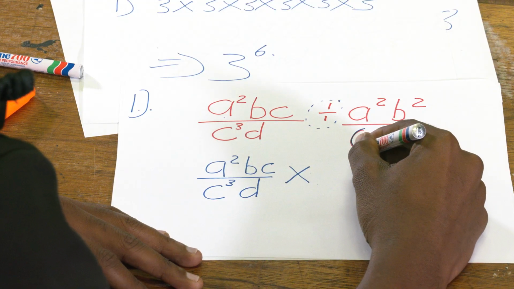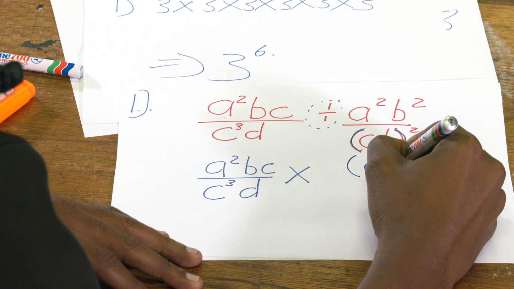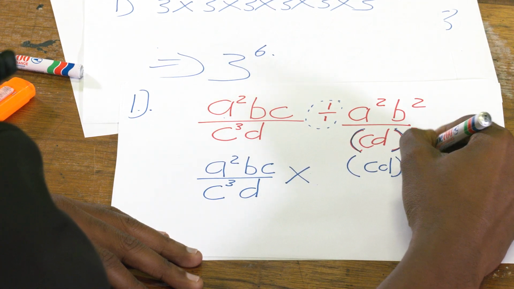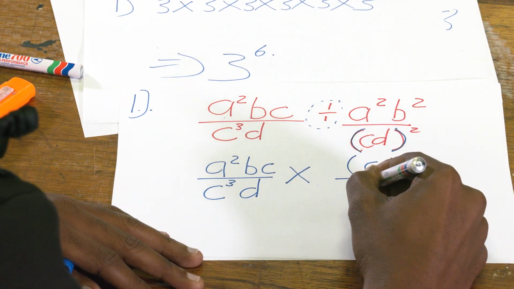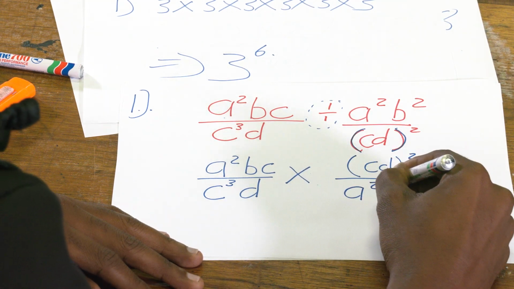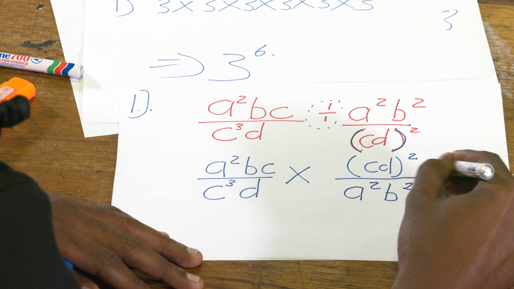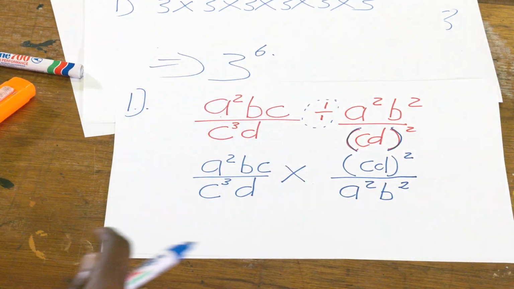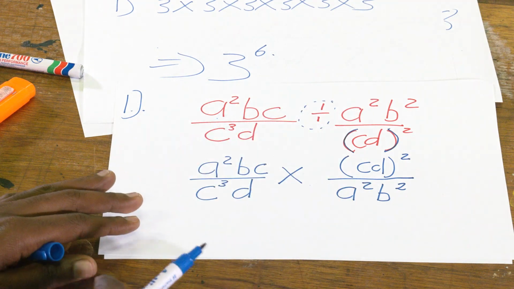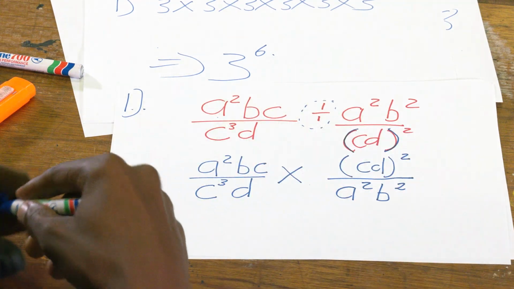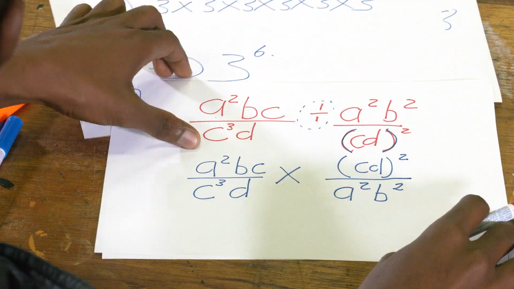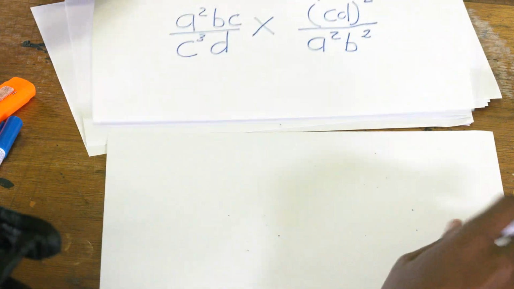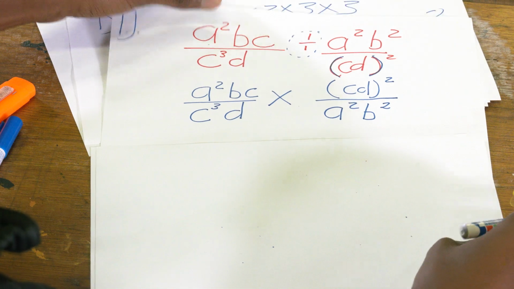So your c d squared goes to the top, and then at the bottom we have a squared b squared. And then now, because it's multiplication, we can just multiply the top line and then multiply the bottom line. Yeah, we need bigger paper, brethren. Okay, I'm going to try and merge these two.